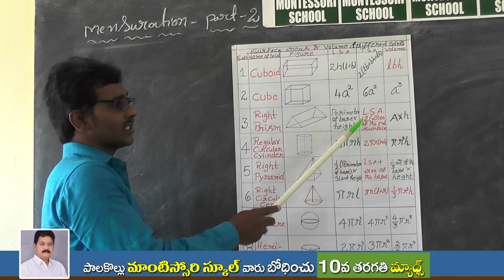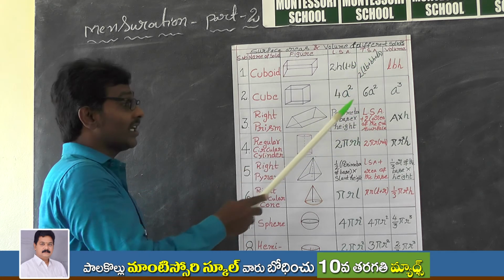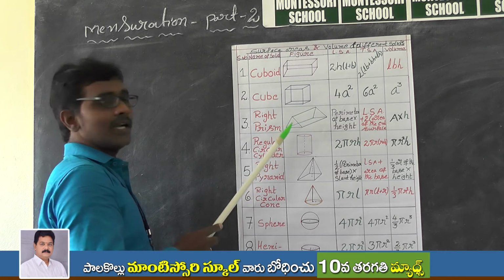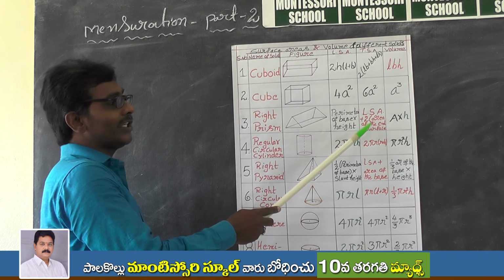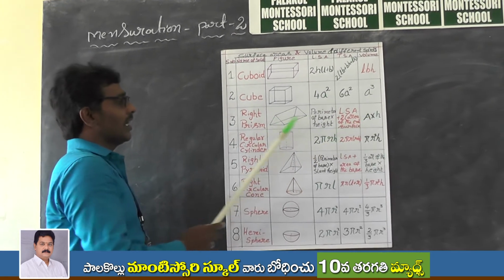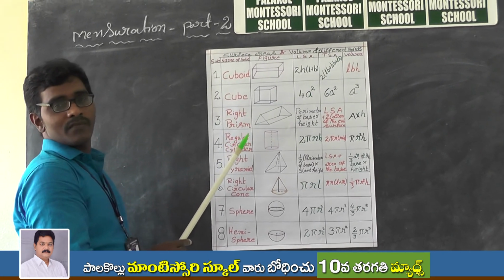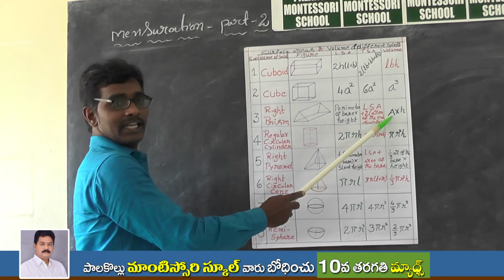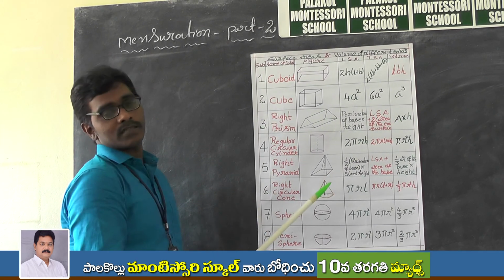Okay, guys. Next one, total surface area. Total surface area definitely depends on the lateral surface area plus top and base. So lateral surface area plus 2 into the area of the end surfaces. Next one, volume of the right prism. What is the general form of the volume? Area into height: area of the base, capital A, into height.